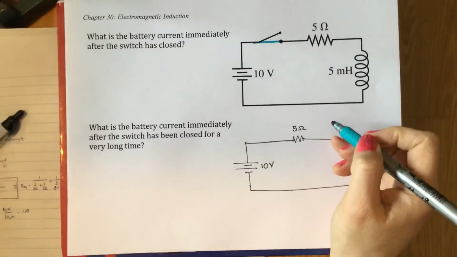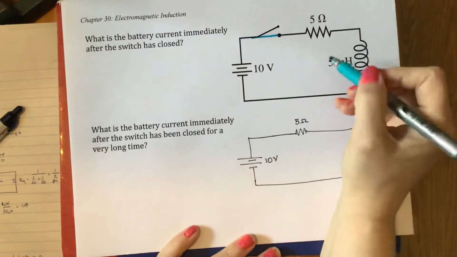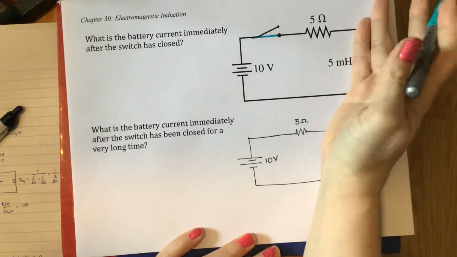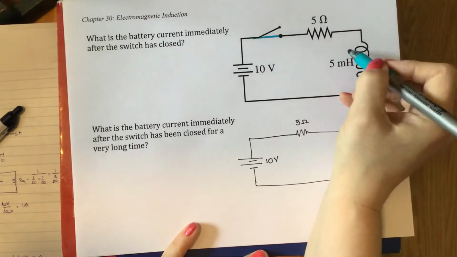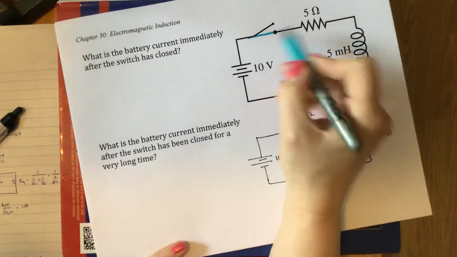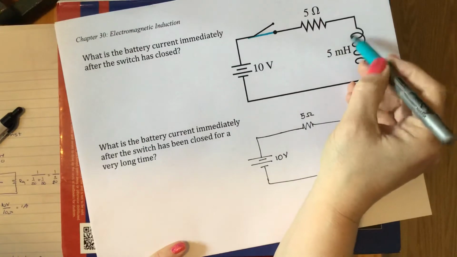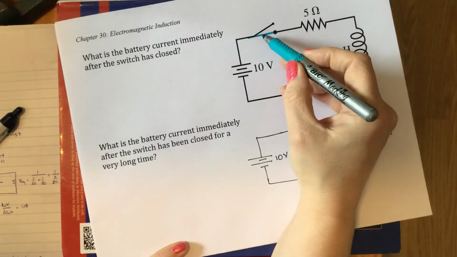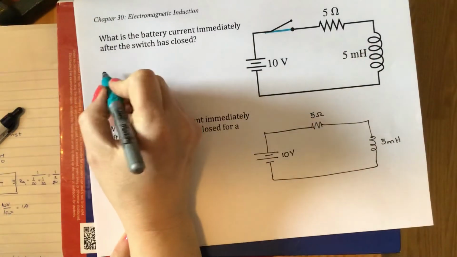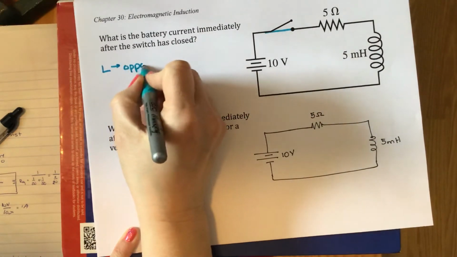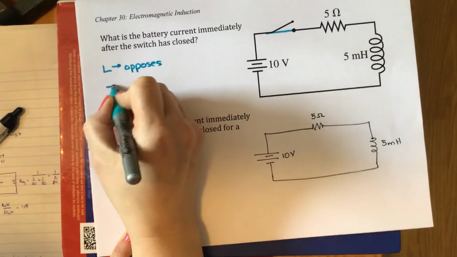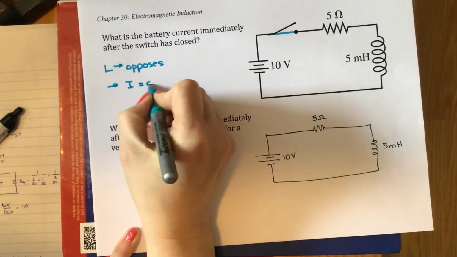In a usual circuit, the current would start to flow immediately. So if there was no inductor, current would just flow around. But for this case, you close the switch, the current is initially 0. The inductor is going to oppose any increase in current. So immediately after, the inductor opposes the current flow. That means the current equals 0.